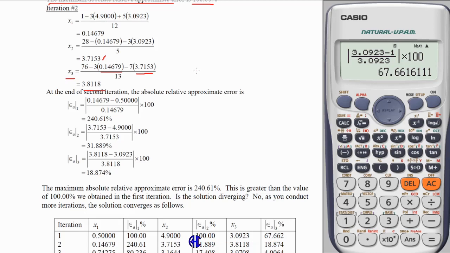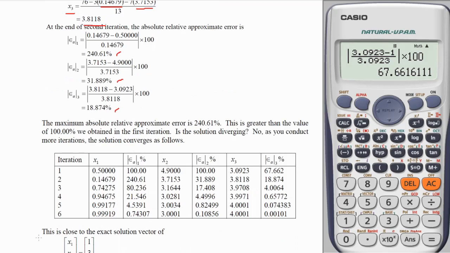Then, after that, kailangan natin i-check yung absolute relative approximate error. So, kapag substitute natin yan, para sa x sub 1, lumaki. Naging 240.61%. Yung sa x sub 2 naman, naging 31.89%. So, lumiit. Okay yan. So, yung pangatlo, yung x sub 3 is 18.874. So, bumaba sila. Ibig sabihin, papalapit na yung exact value ng x sub 2 at x sub 3 natin, while yung x sub 1 natin is papalayo kasi lumaki ng more than 100%.